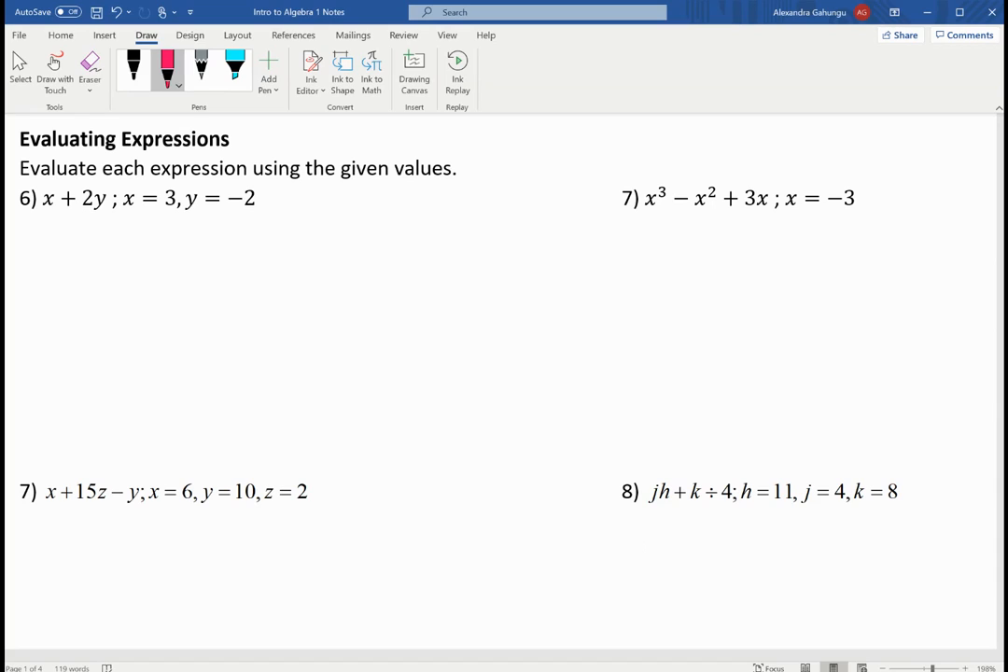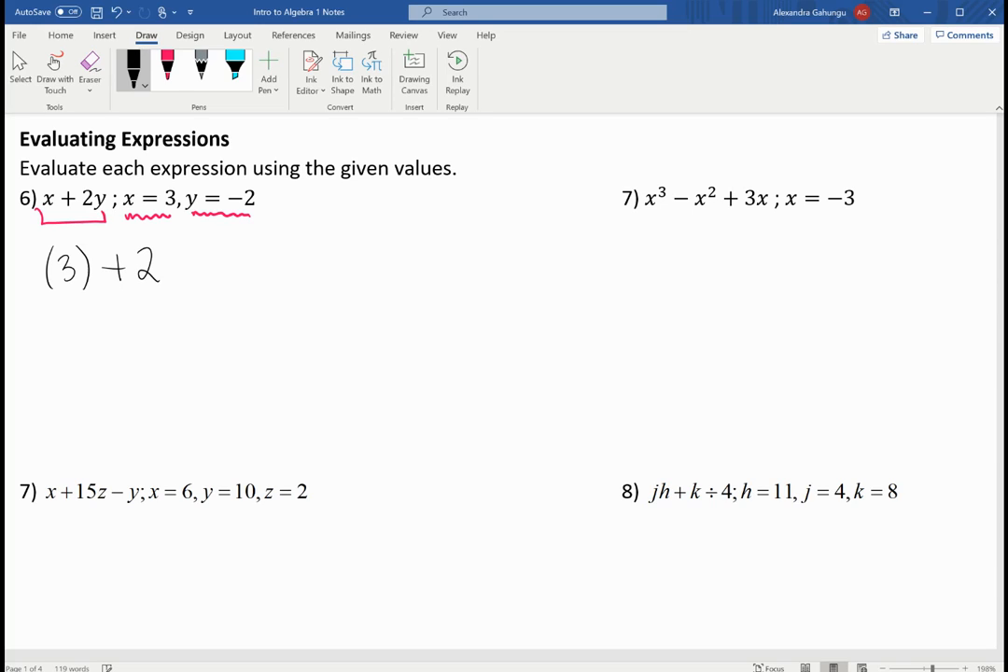We're going to go over evaluating expressions, which just means if we have an expression here and we know the value, so I see x and they tell me that x is equal to 3, we can use that to help us evaluate these expressions. So if I see x and I know that x is equal to 3, I plug in 3 for x. I put parentheses around it just to keep it all together.